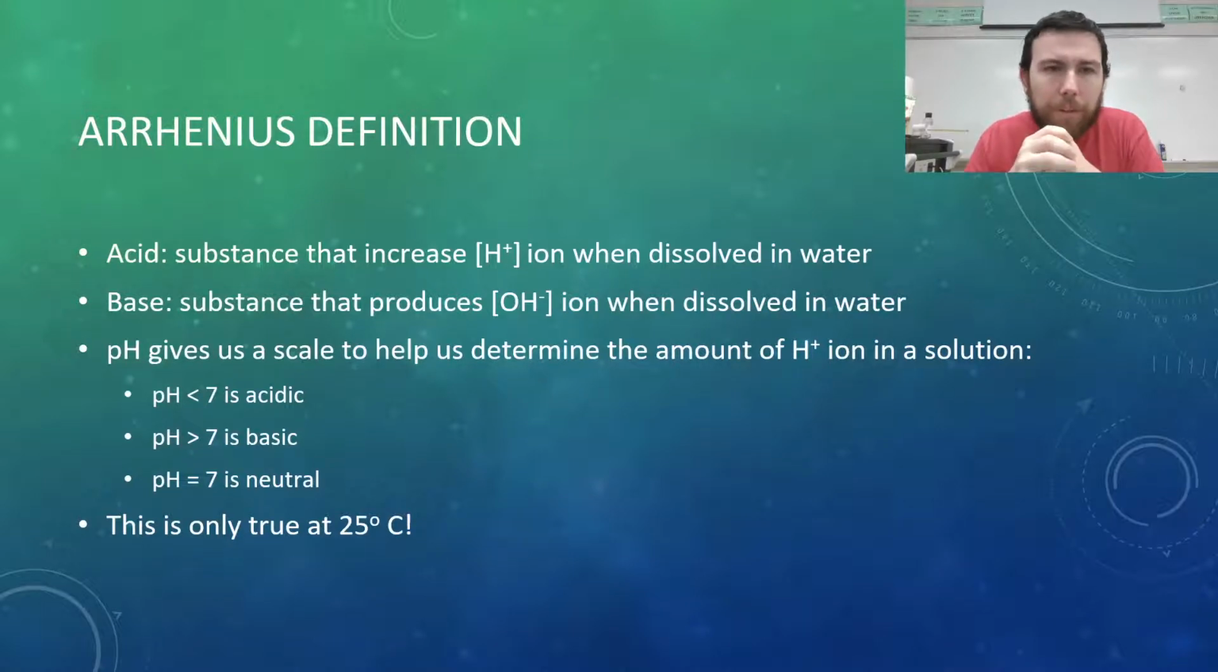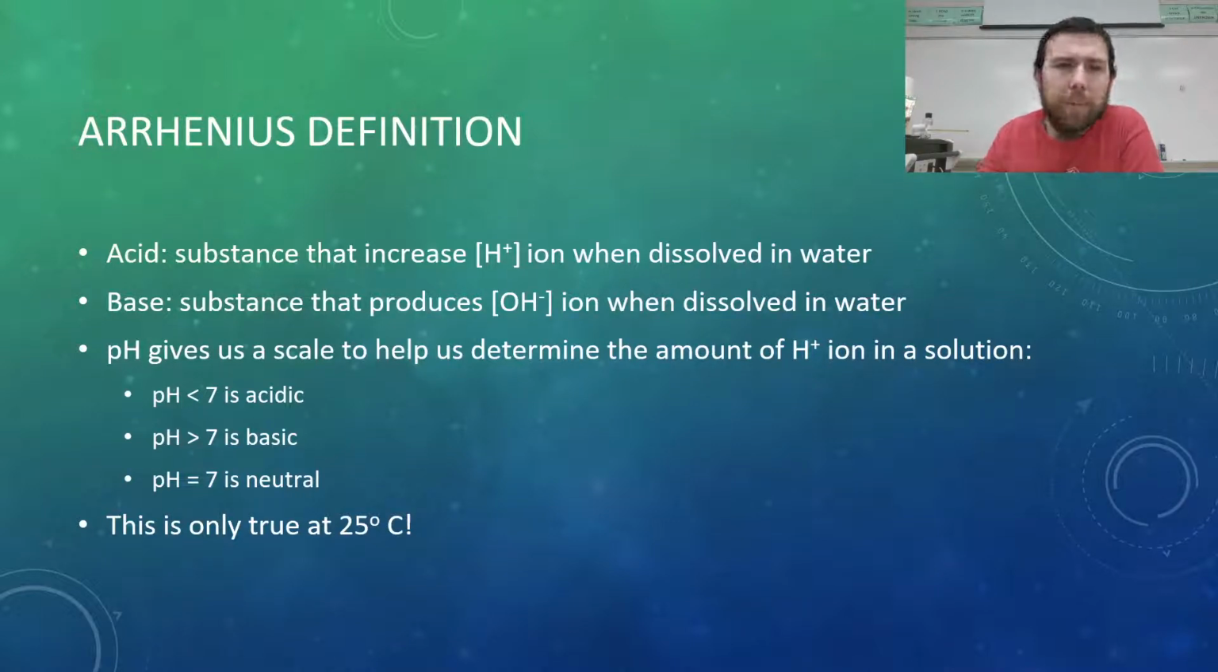Now, when we think about this, how do we define some things as acids and bases? That's when maybe the pH scale is something that we can use. And so the pH scale gives us a way to determine the amount of H+ ions that are in a solution. Now, you're probably familiar with this, but when you have a solution that has a pH that's less than 7, we would classify that solution as being acidic. If the pH of a solution is greater than 7, then we would classify that solution as basic. And then if the pH is equal to 7, we would say that that solution is neutral.